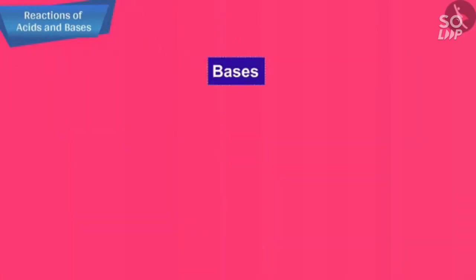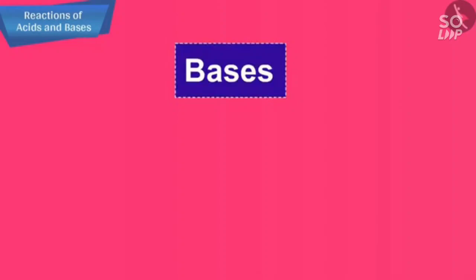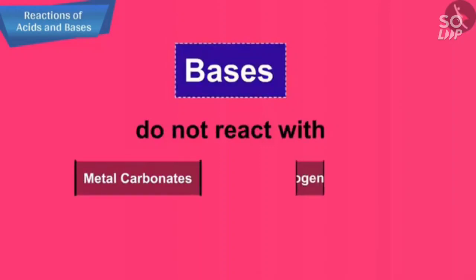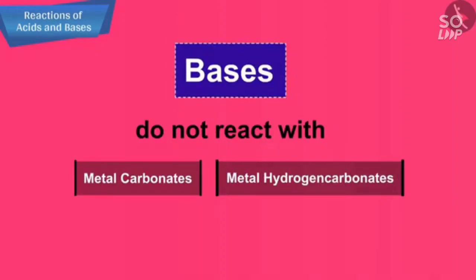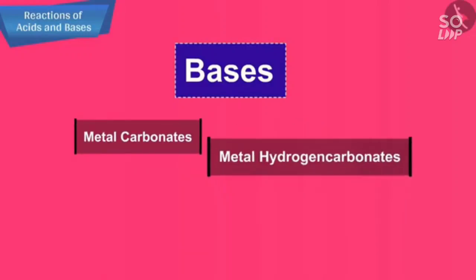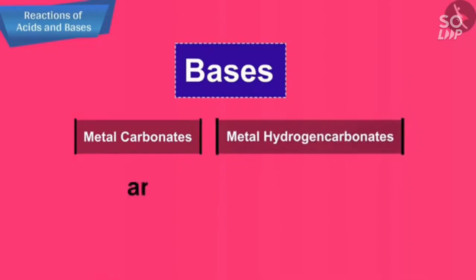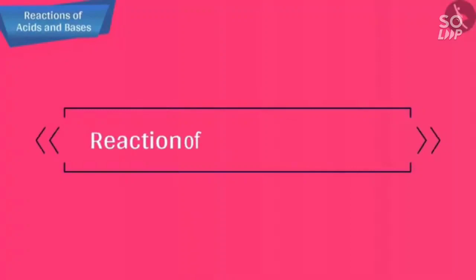Now, if we talk about bases, bases do not react with metal carbonates and metal hydrogen carbonates. You must be wondering why? Because both metal carbonates and metal hydrogen carbonates are basic in nature. Let us now move ahead to the next type of reaction, that is, the reaction of acids with bases.